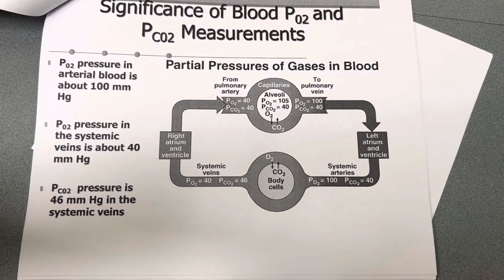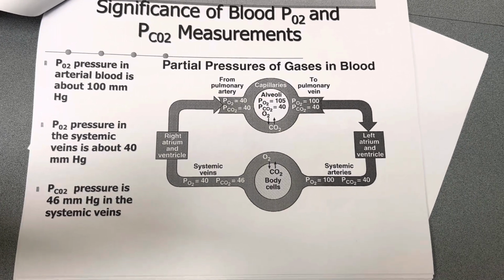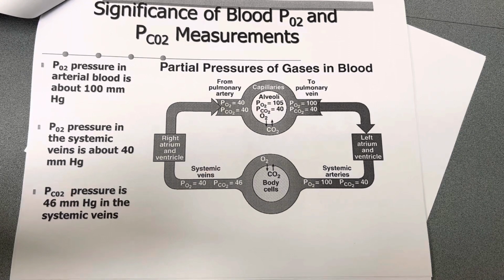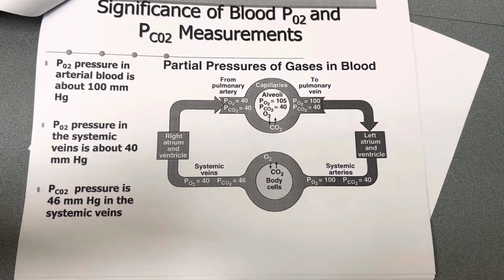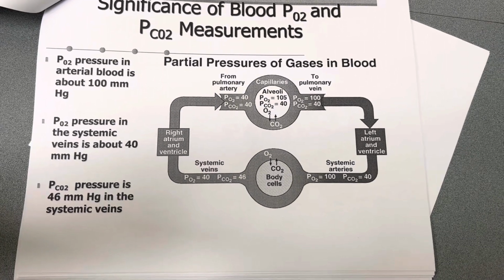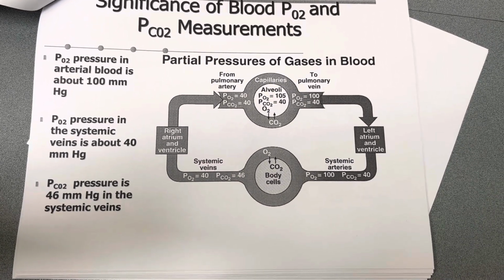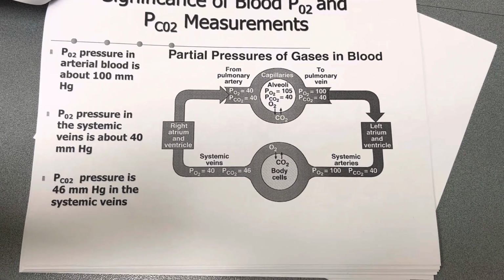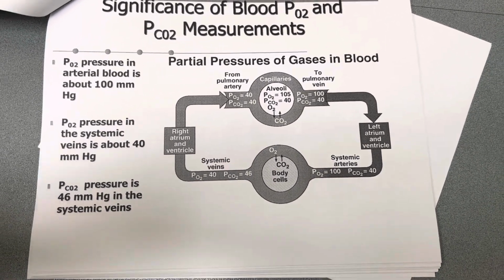From the pulmonary artery, capillaries to pulmonary vein to left atrium and ventricle, to systemic arterioles, to body cells, to systemic veins, to right atrium and ventricle, and back to the pulmonary artery.